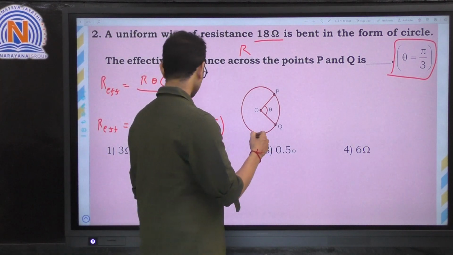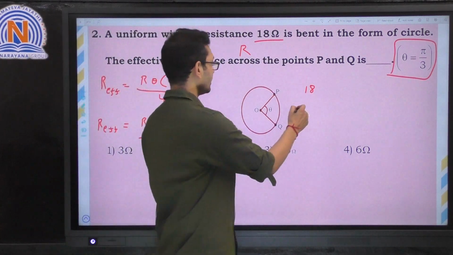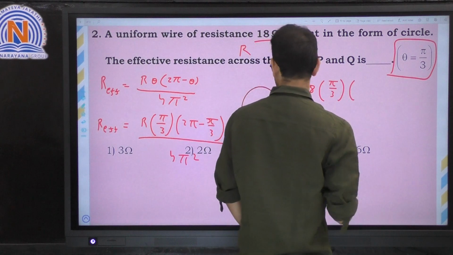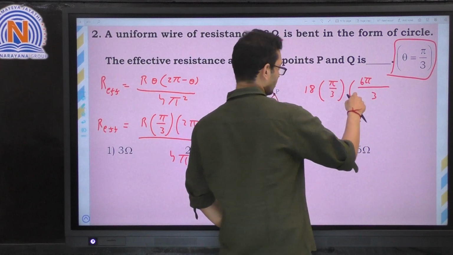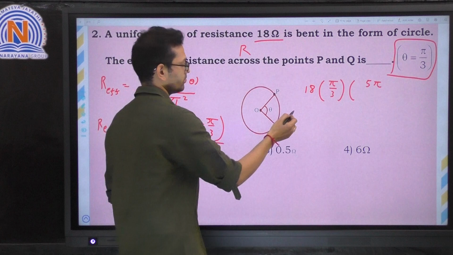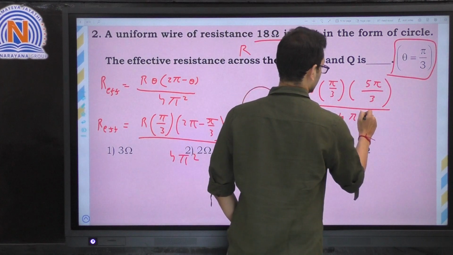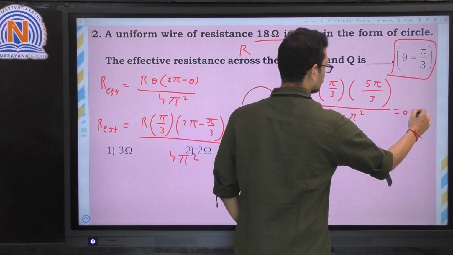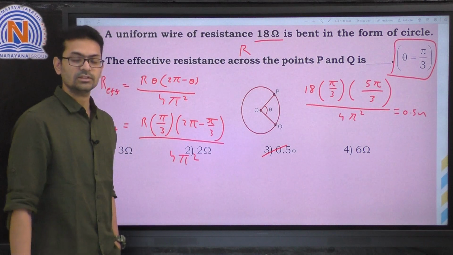Now R is 18, so substitute that: 18 into pi by 3 into 2 pi minus pi by 3. The LCM is 3, so you'll get 6 pi minus pi, which is 5 pi by 3, divided by 4 pi square. If you solve this, you'll get it equal to 0.5 ohms. Which option is it? It is option number 3. Hope this is helpful for you. Let us get into the next problem.